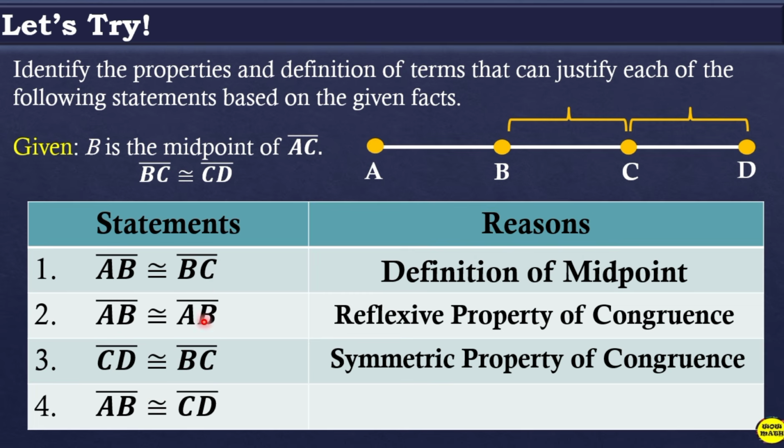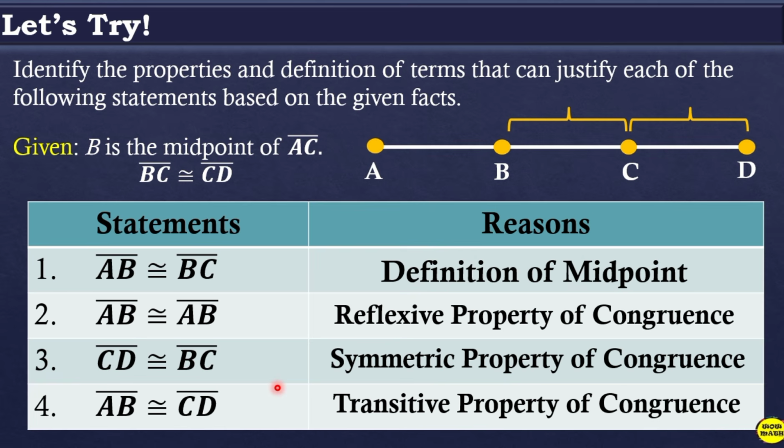Based on your statements, as said earlier, segment AB is congruent to segment BC, and segment CD is also congruent to segment BC. So if segment BC is congruent to both AB and CD, therefore segment AB is congruent to segment CD, because they are both congruent to BC. Okay? So what is this? This is the transitive property of congruence.